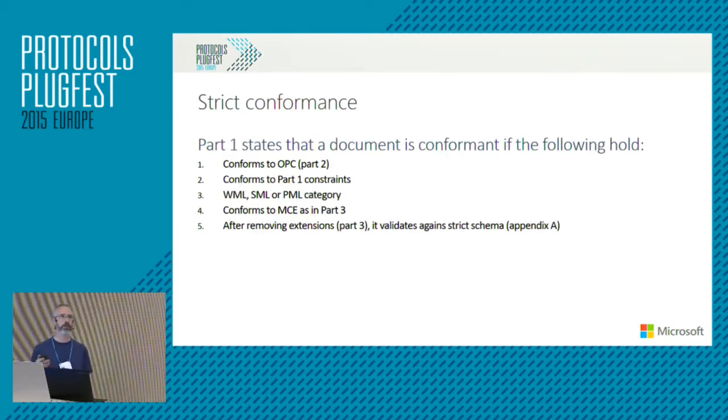Just a note about strict conformance. This is actually defined in part 1. So if you're wondering whether a document is conforming to Strict ML, this is how it's defined in part 1. Basically, it has to be an OPC package. That means a zip-based package defined by part 2. It has to conform to part 1, so it's kind of self-referential there. It has to be one of the 3 types of markup, and if it has to conform to MC, that's the Microsoft compatibility and extensibility, and after removing those extensions, the document has to be validated successfully against the schemas, like in Appendix A.